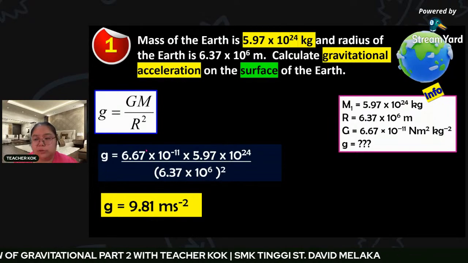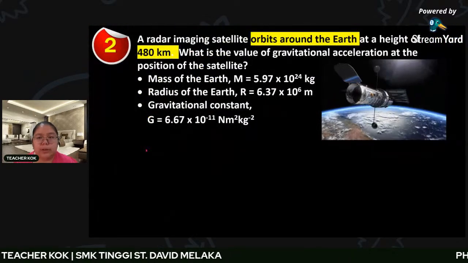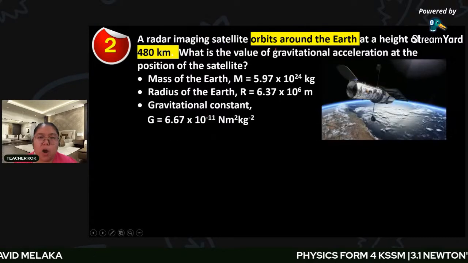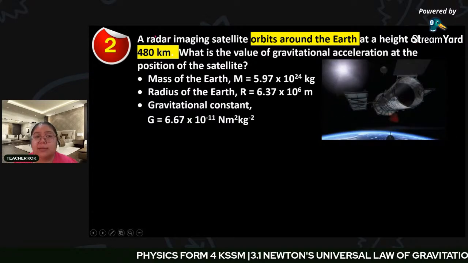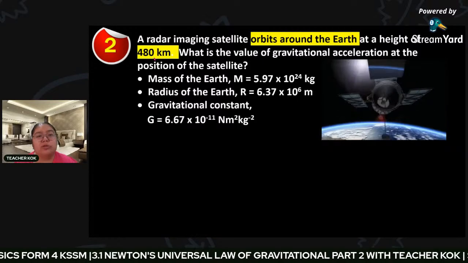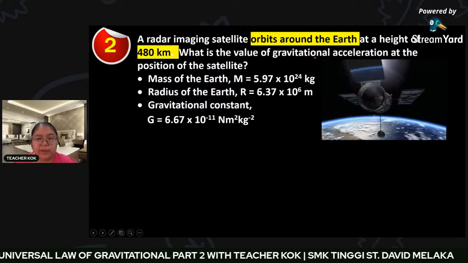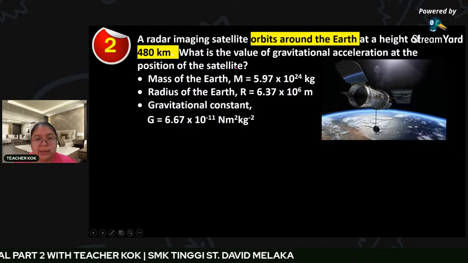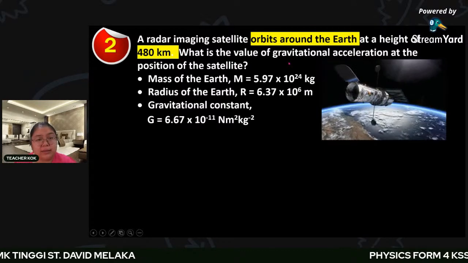Then we go to the second question. Imagine a satellite orbiting around the Earth at a height. The satellite is at the height, so that means you need to add the h. What is the value of gravitational acceleration at the position of the satellite? Now they want to find g at the satellite.